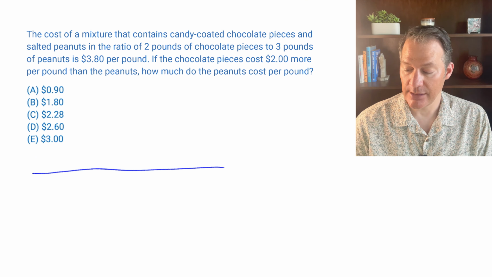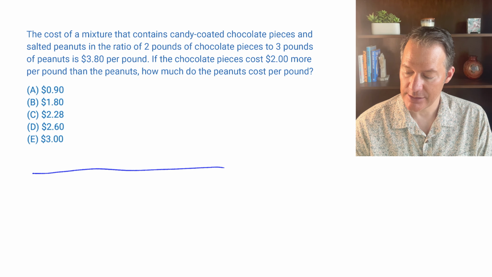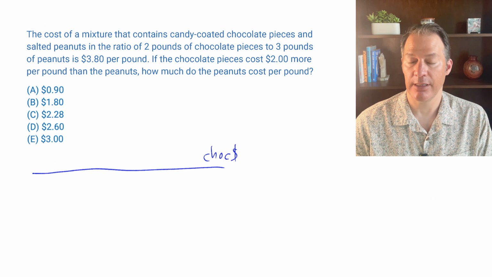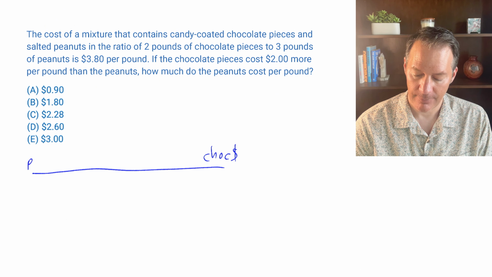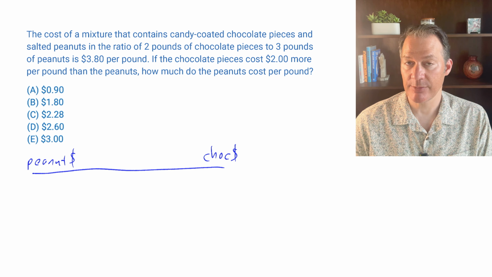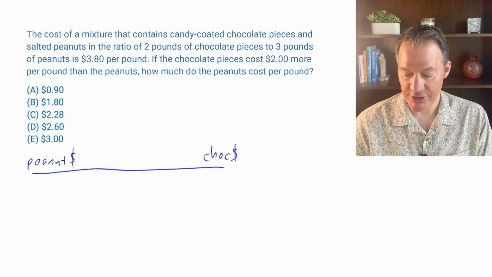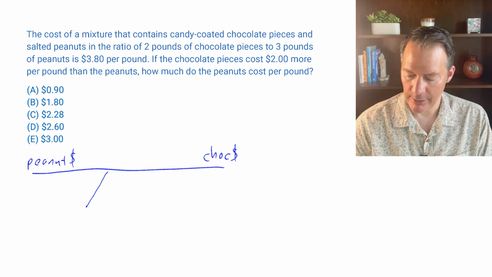We know that the chocolate is the more expensive price, so we'll put the chocolate on the right and the peanut price on the left. And then we know the average has to be in between those two prices. The average is $3.80, so we'll put that in the middle here.